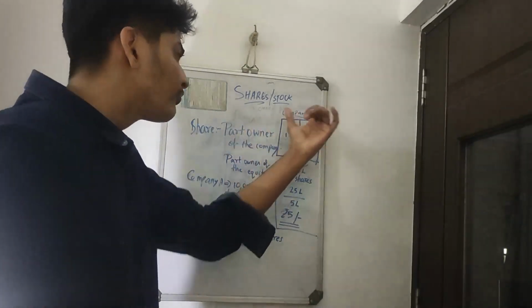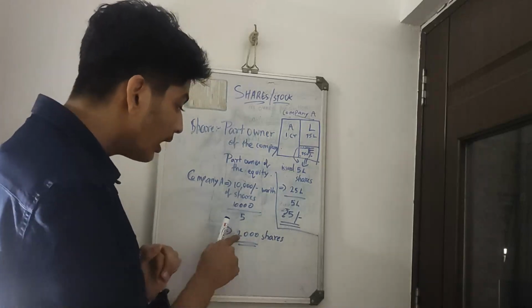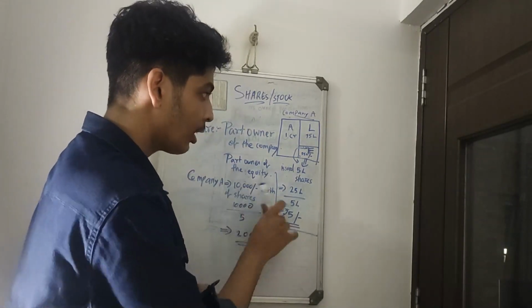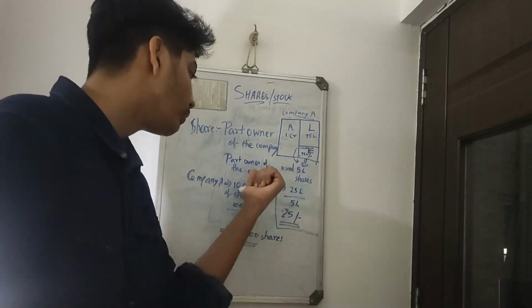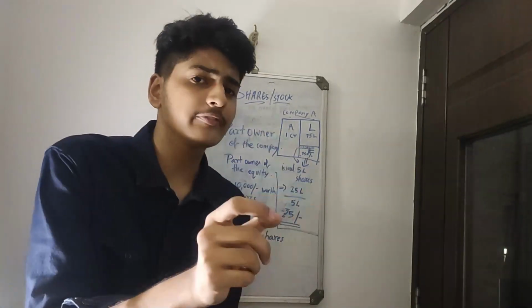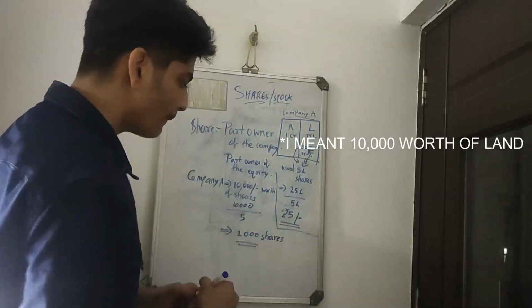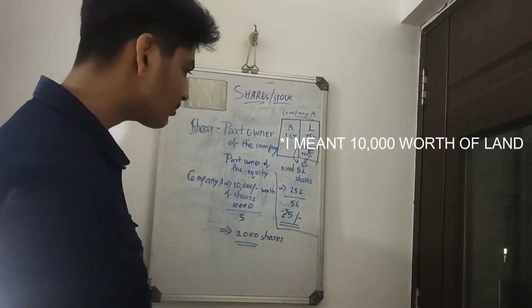of shares of company A, which means I own 10,000 rupees worth of 25 lakhs. Hope you got it. I will repeat again. I own 10,000 rupees of 25 lakh. Let's just say, for example, a given land costs 25 lakh rupees, but now I own 10,000 rupees worth of that land by buying 2,000 shares. Now, how do I calculate how much percentage of a company I own? It is nothing but how much percentage of the equity I own.